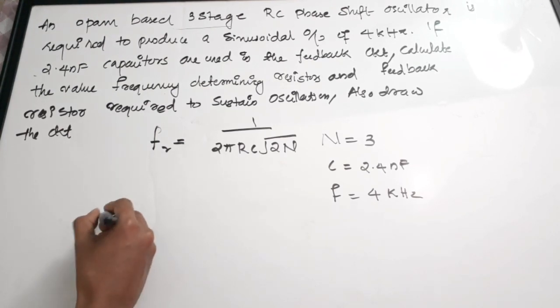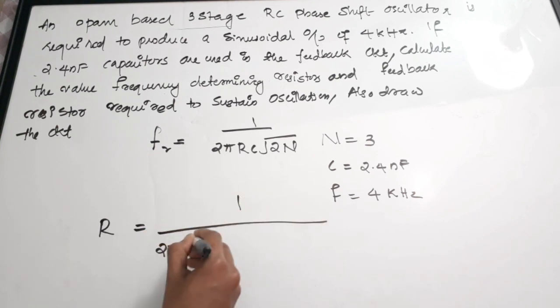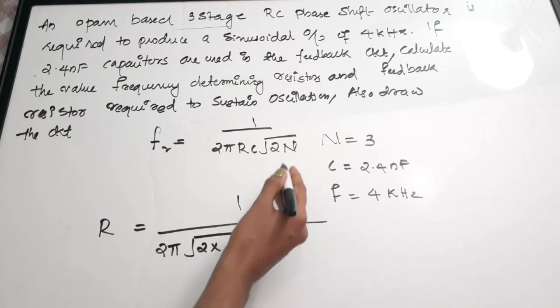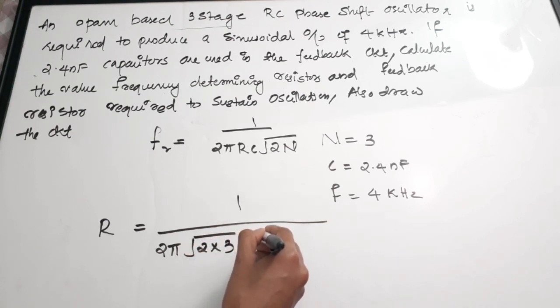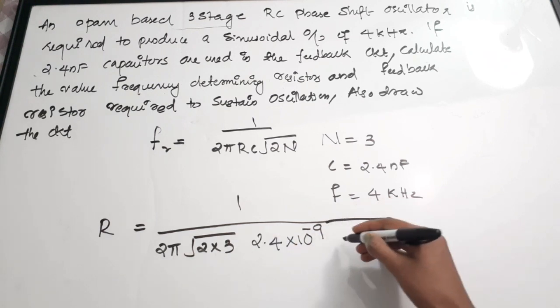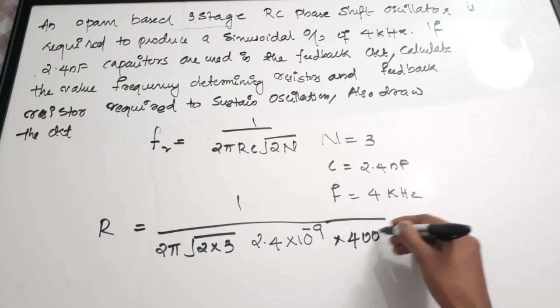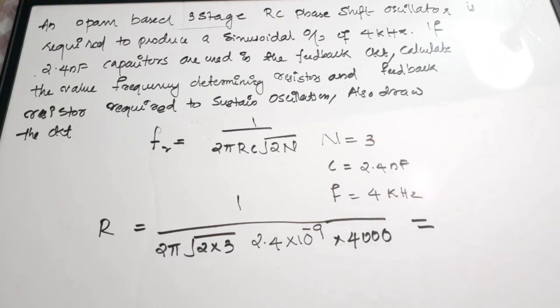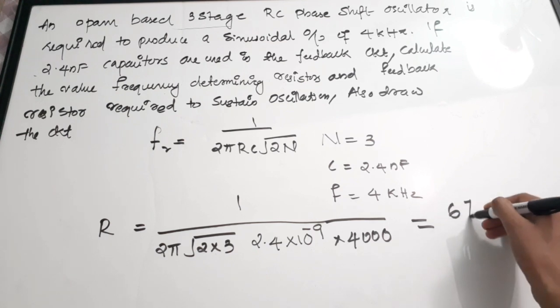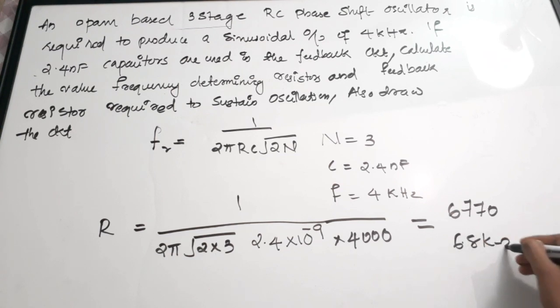So you'll be writing R is equal to 1 by 2 pi square root of 2 into 3, then C is 2.4 into 10 raised to minus 9, since it is 2.4 nanofarads. Then the value of F is 4K, meaning 4000. And the value of R obtained is 6770 ohms, or you can write it as 6.8K ohms.